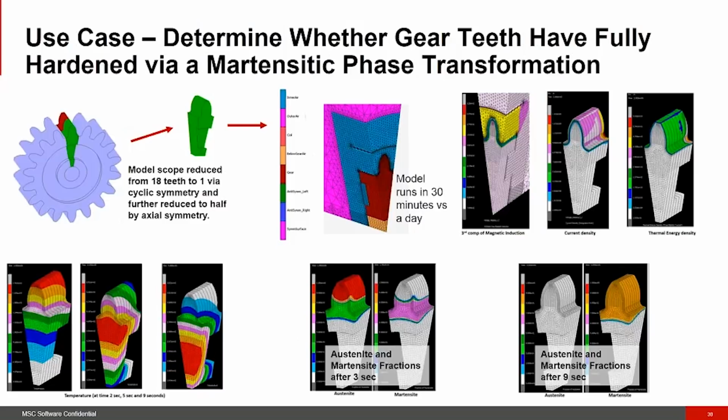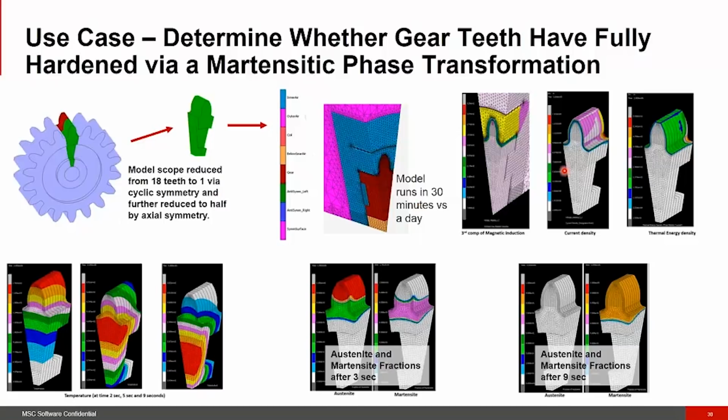As you can see in the old process without these symmetry planes and these anti-symmetry, cyclic symmetry planes, this would take a very big model. And what we can do is, of course, cut it from 18 teeth to just modeling 1 tooth, and then cut that in half as well and model 1/36 of the actual model. So as a result, this model can run in 30 minutes versus a day.